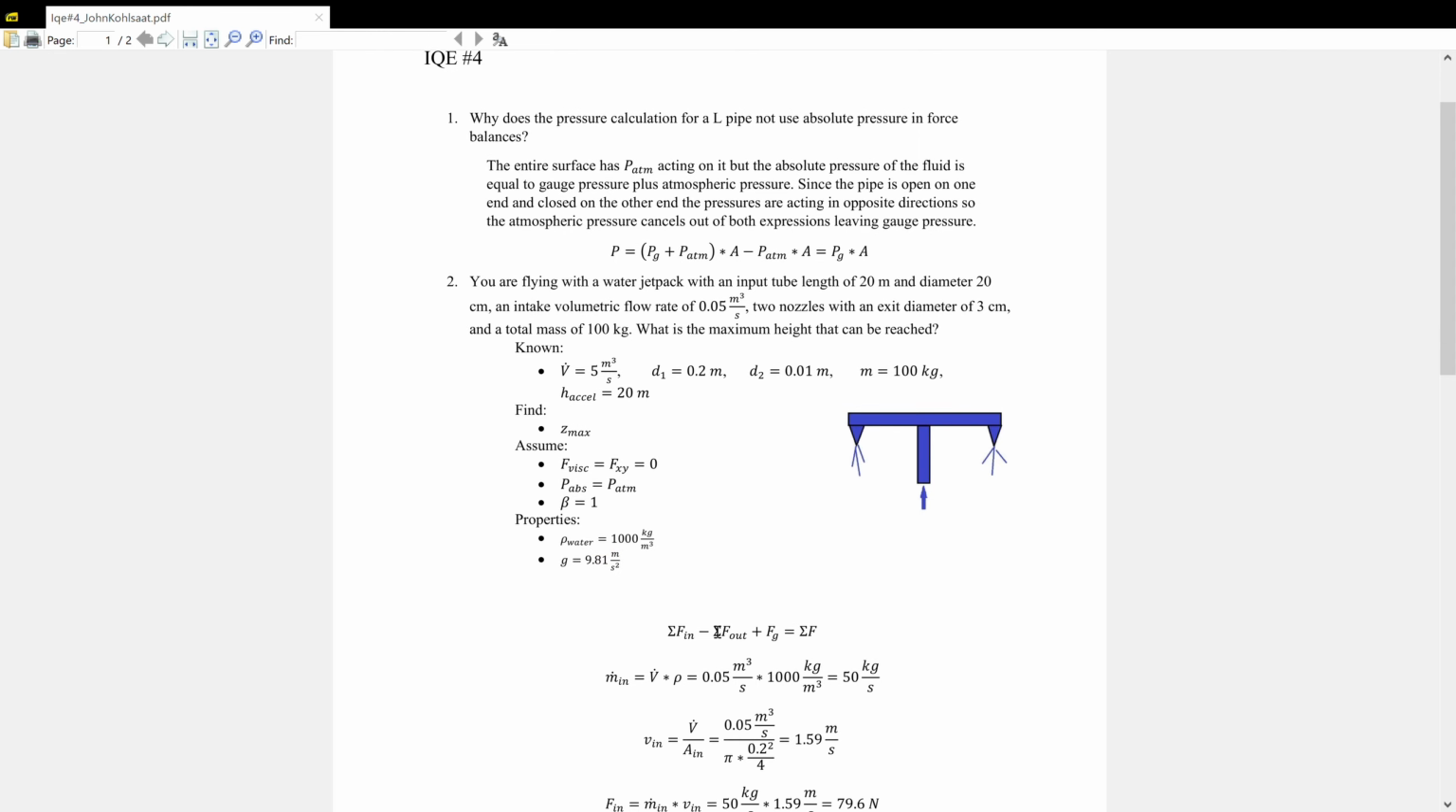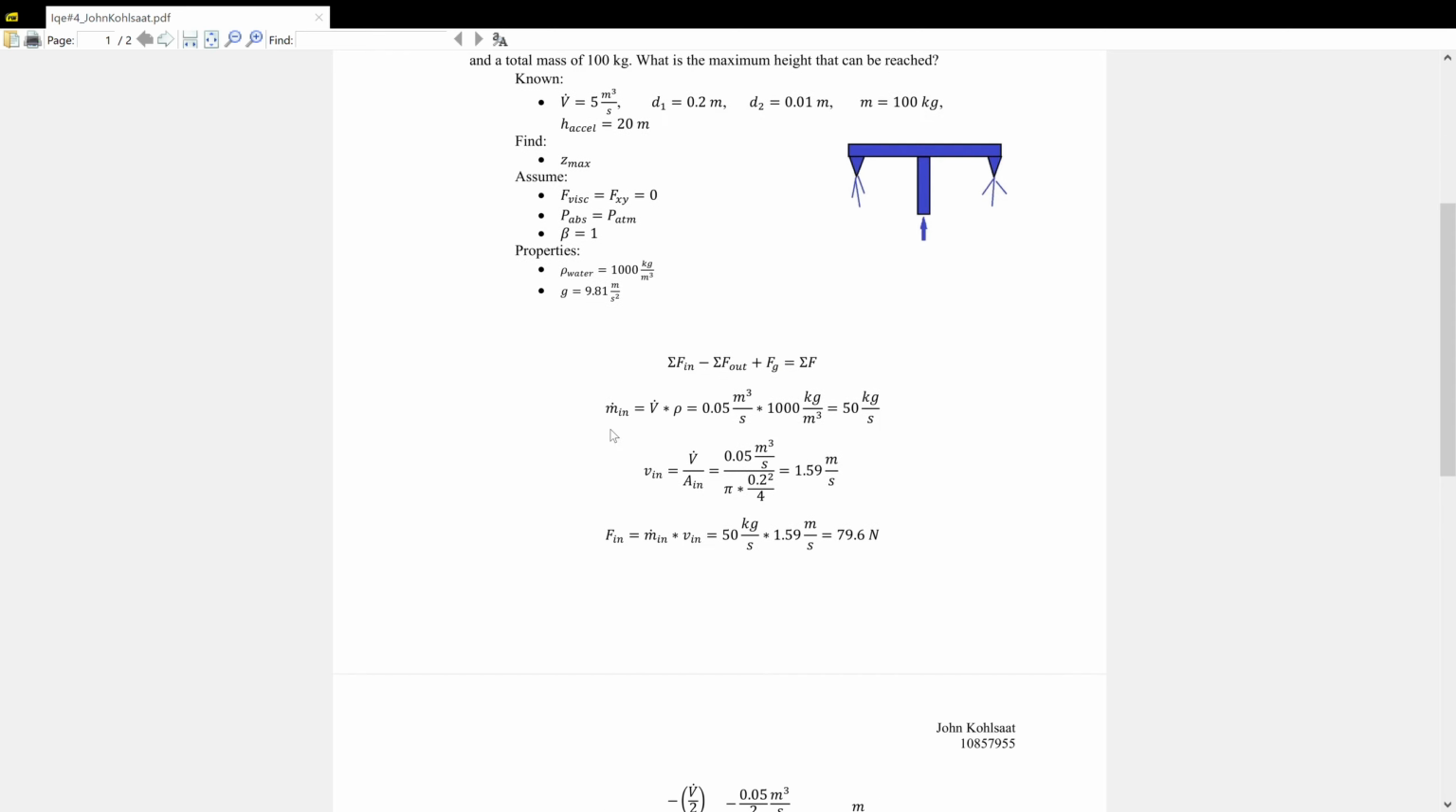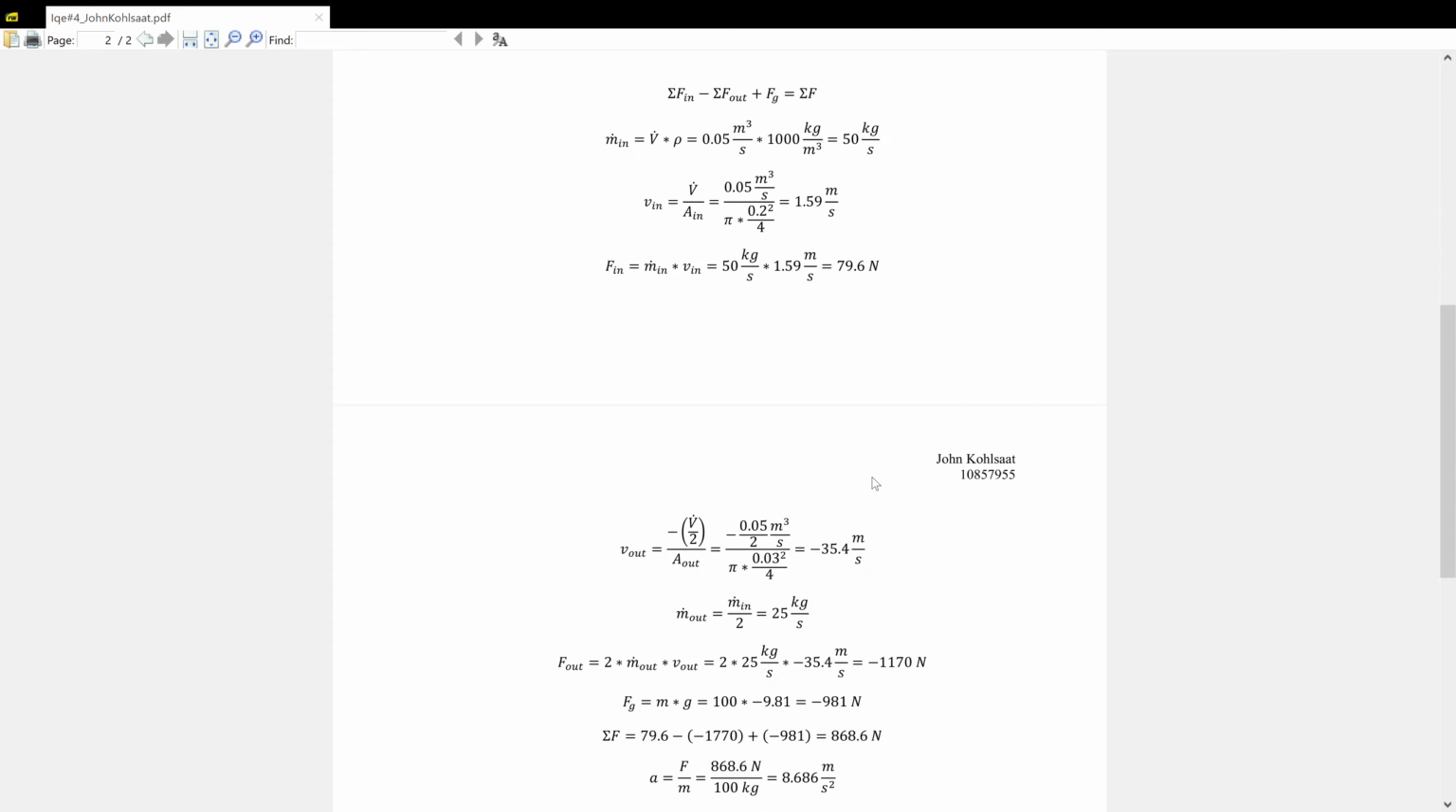So we can start out with a force balance, force in minus force out plus force other, which in this case is force gravity, is the sum of the forces. Then we can get m in, velocity in, to get force in, and same process for force out where you have velocity out, m out, except I divided it by 2 and then multiply it by 2 back in the force calculation to find the velocity out for one nozzle and m out for one nozzle. And then I multiply essentially the force of the nozzle times 2.